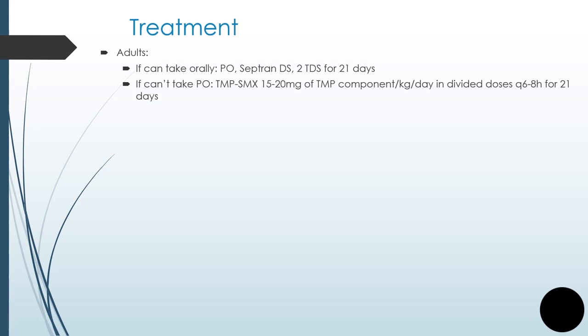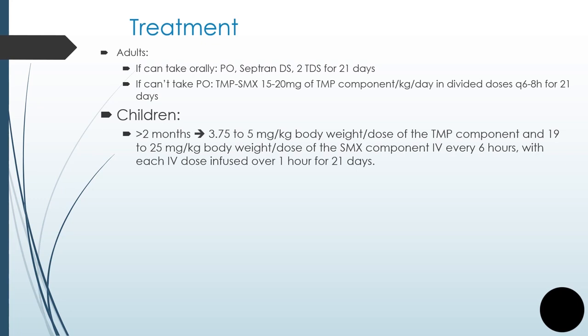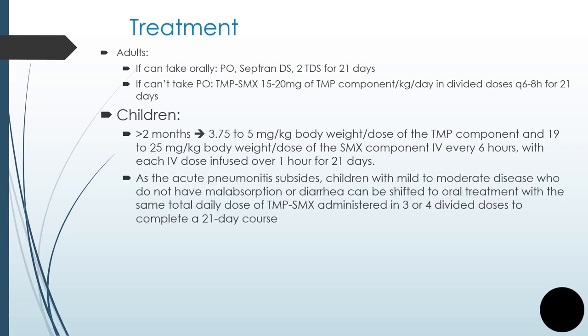In children who are more than 2 months of age, the dosages are different according to body weight, and IV therapy is recommended over oral. However, as the acute pneumonitis subsides, children with mild to moderate disease who do not have issues with absorption or diarrhea can be shifted to oral treatment to complete the 21-day course.